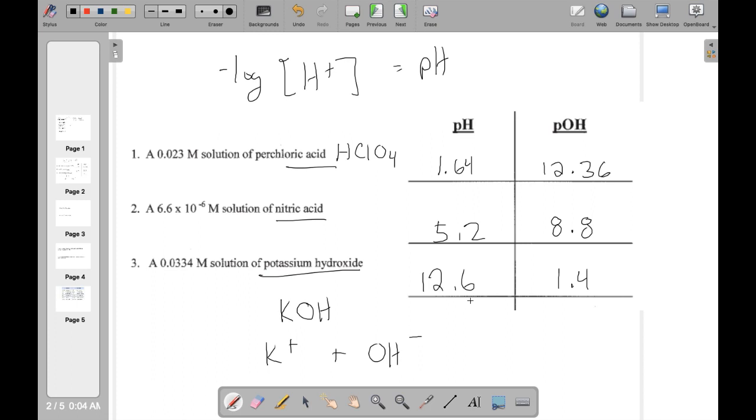So what does this tell us? Well, we know this is a base, and a base is going to have a very high pH, which it does, and that makes perfect sense. So after you calculate these things, always go back and ask yourself, if it's an acid or a base, my pH needs to be in the right range. If it's not, you did something wrong and you need to go back and recalculate it.